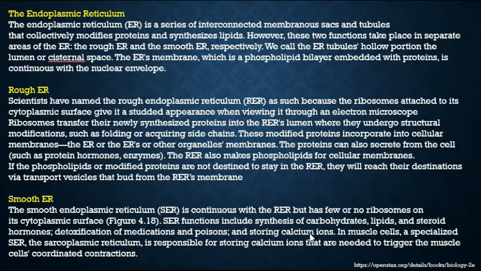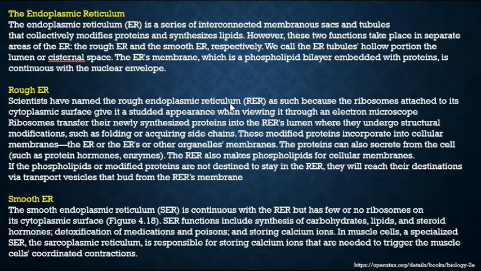Endoplasmic reticulum is the first part in the endomembrane system. It is a series of interconnected membranous sacs and tubules that collectively modifies proteins and synthesizes lipids, however, in two different places, rough ER and smooth ER. The ER's membrane, which is a phospholipid bilayer embedded with proteins, is continuous with the nuclear envelope.